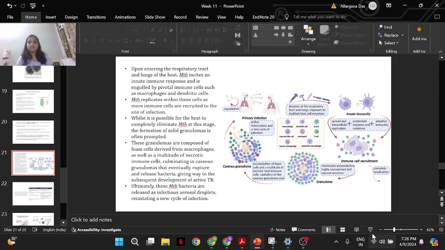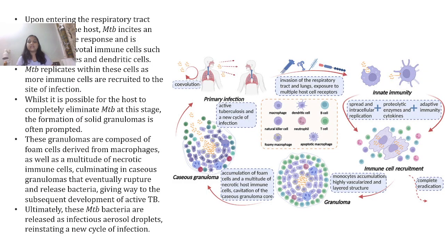Then there is recruitment of the immune cell. Either it can lead to complete eradication, or, in a vascularized structure, these immune cells, along with the infection and the bacteria, can reside in a highly vascularized cell. So this granuloma is forming, which means it can stay in this phase for a long time.